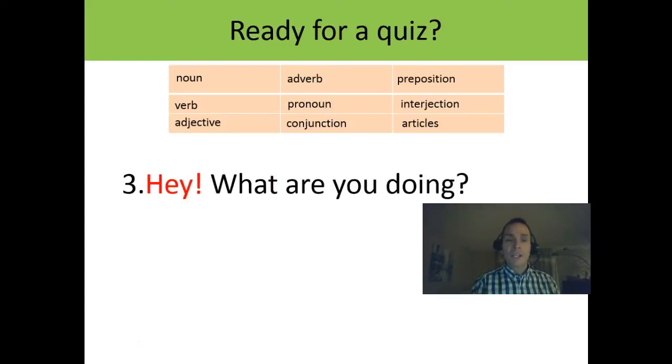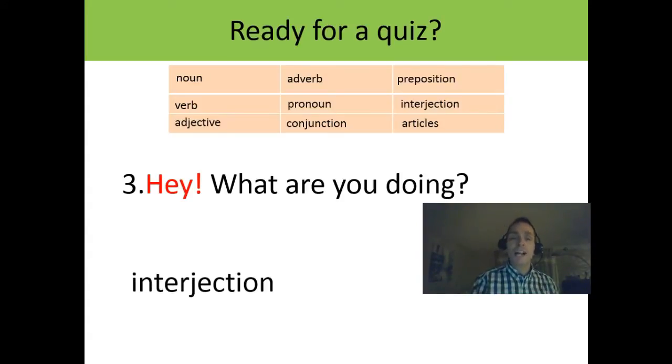Number 3, hey, what are you doing? Now, if you said that that's a conjunction, you would be incorrect. It's actually an interjection because it's showing emotion. Hey, what are you doing? So that could be anger in that case.